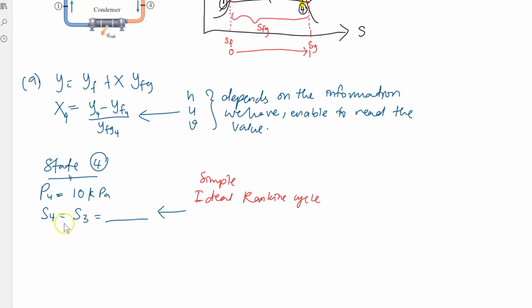Hence, there's no change in the enthalpy. We will see later how the effect of heat in the turbine is going to affect the actual ideal Rankine cycle. That will be our next topic. Okay, for now we are going to solve the simple part first.